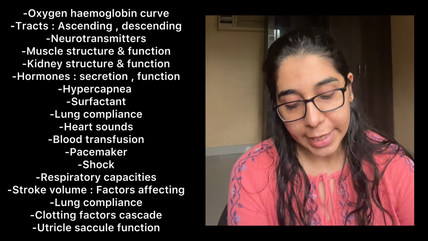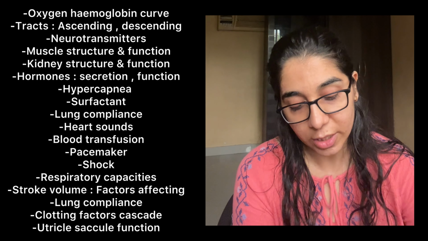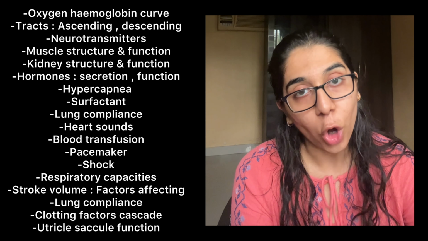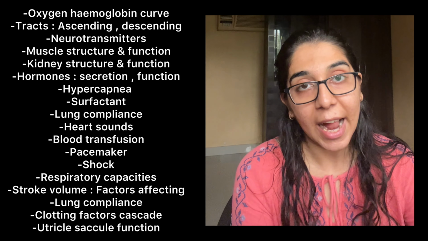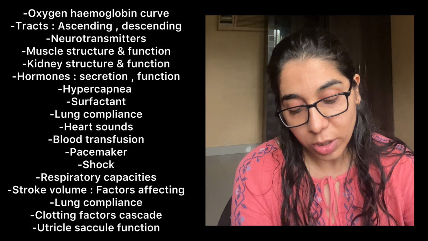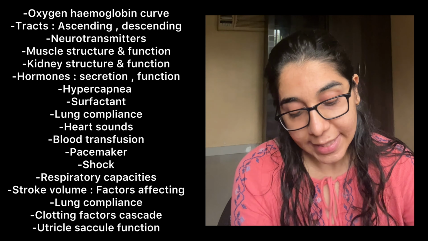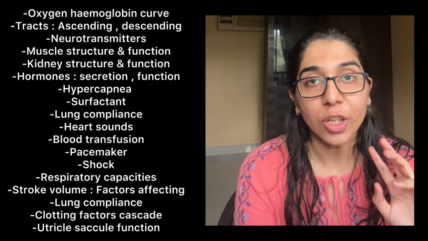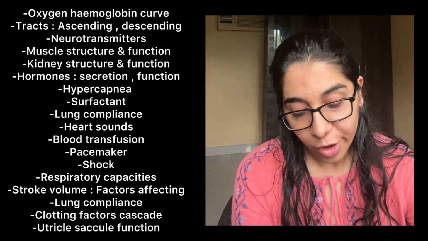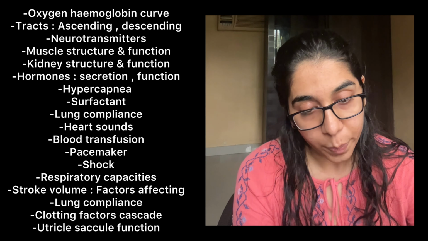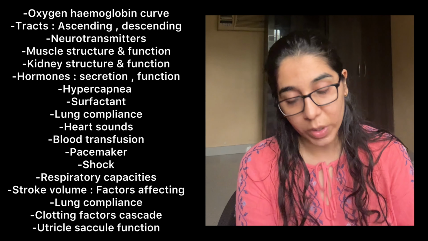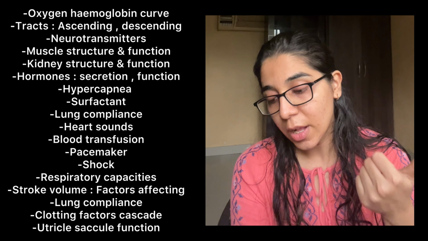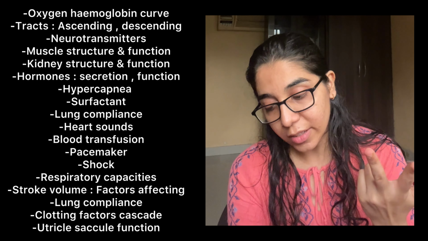This was the 2019 paper. In 2020, the questions were from again hormones, their secretion and function you need to know, the different tracts, you need to know about the excitatory and inhibitory neurotransmitters. Then you need to know about the surfactant, you need to know about the different respiratory capacities, factors affecting stroke volume. Yes, so in 2021, again questions were from lung compliance, tracts, cardiac cycle.